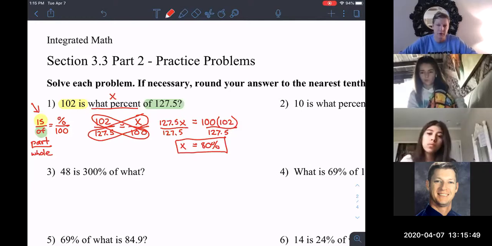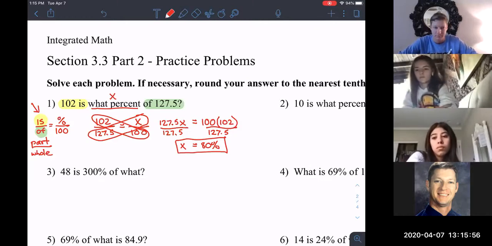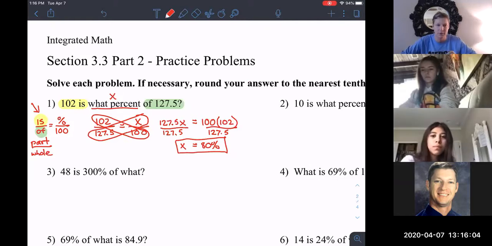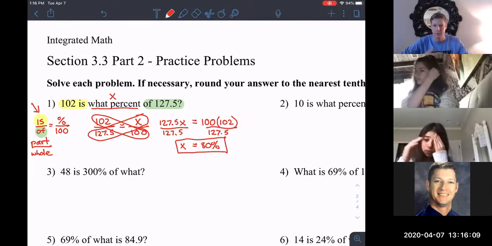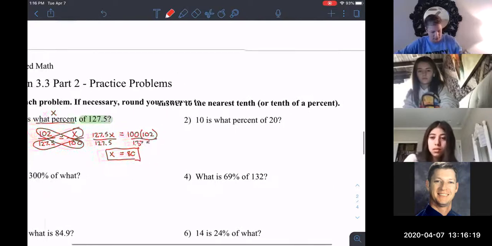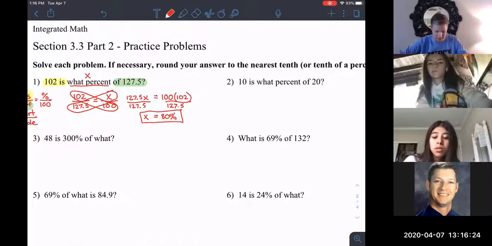You always want to check and make sure your answer makes sense. So does it make sense that 102 would be about 80% of 127.5? Yeah, because 80% means it's almost the same number, but not quite. It's close. It should be more than half of 127.5. If you're getting an answer that's like 300%, you should know that that's wrong. If you're getting a negative answer, you should know that something went wrong along the way. So just make sure you use common sense and your answer makes sense.